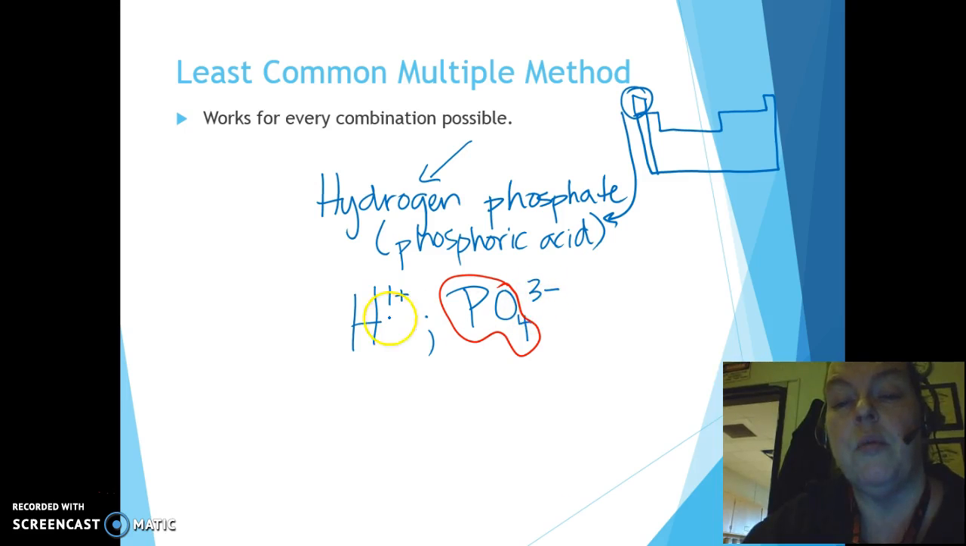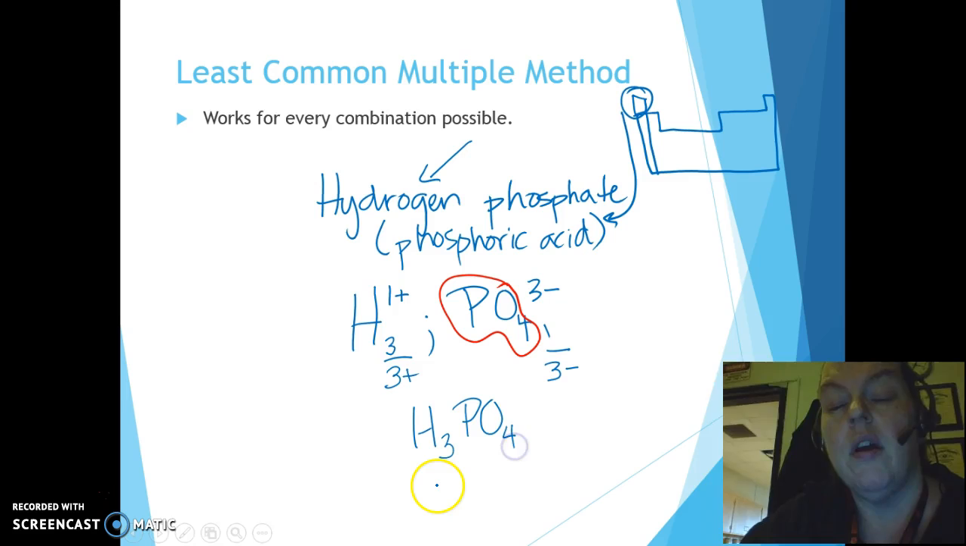So the number I'm worried about here is 3 and 1. So the least common multiple between 3 and 1, the number that they both go into evenly, is 3. So we need to lose 3 electrons. We need to gain 3 electrons. So to get a 1 to be a 3, we have to multiply by 3. To get a 3 to be a 3, we multiply by 1. So we get H3. And then because there's only one PO4, I don't need parentheses. I just need to write PO4. So now you know the formula for phosphoric acid is H3PO4.